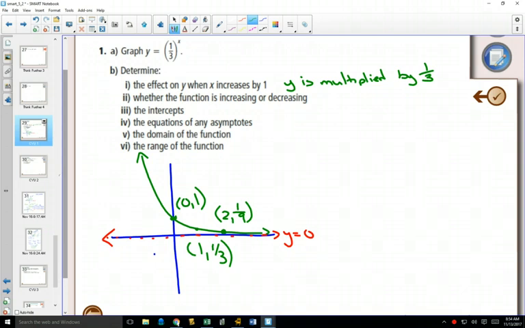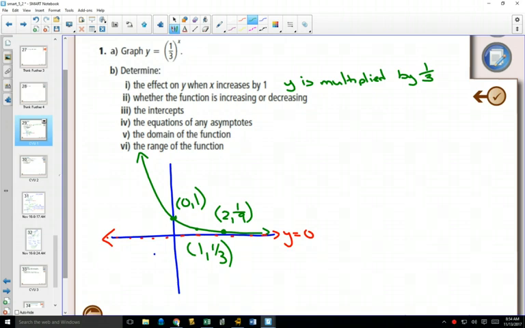It's probably easier to see with a number that wasn't a fraction. Like if you had y equals 2^x, you'd have (0, 1), (1, 2), (2, 4), (3, 8). And as x increases by 1 there, your y value gets multiplied by 2. So whatever the base of your exponential function is, in this case the base is 1/3, every time x goes up by 1, your y value is going to be multiplied by the base again.